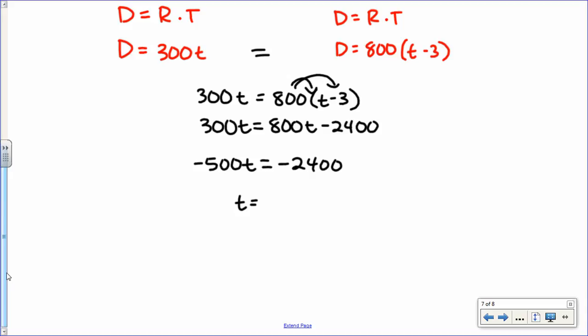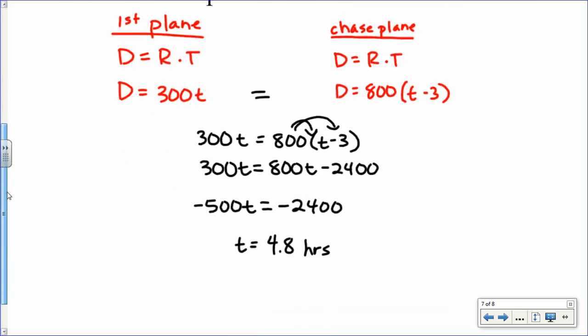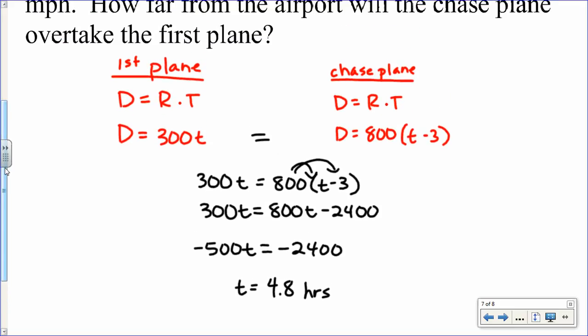So what do we get? 4.8. T is time, so what label is that? Hours. Let's make sure we answer our question. The question said how far. So 4.8 hours, does that represent how far? No. So I have to plug that back in for T, and you can use either equation. You can use this one from the first plane or the one from the chase plane. The first plane is easier because you're just multiplying by 300.